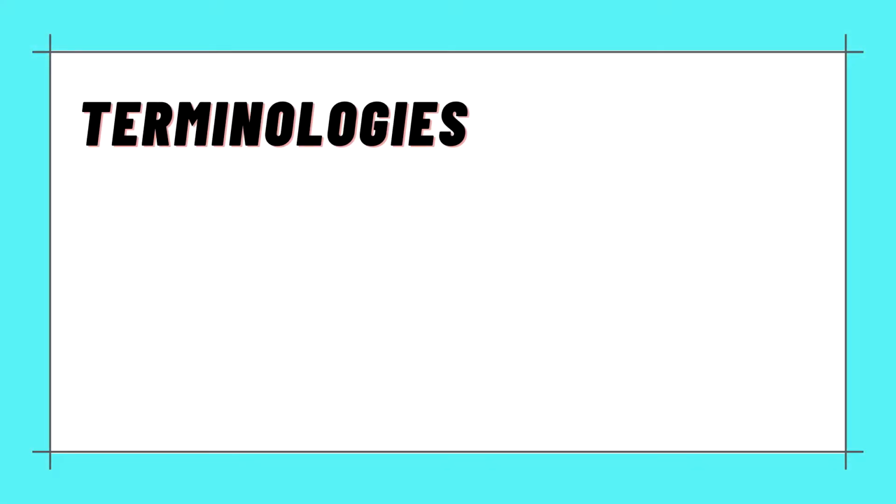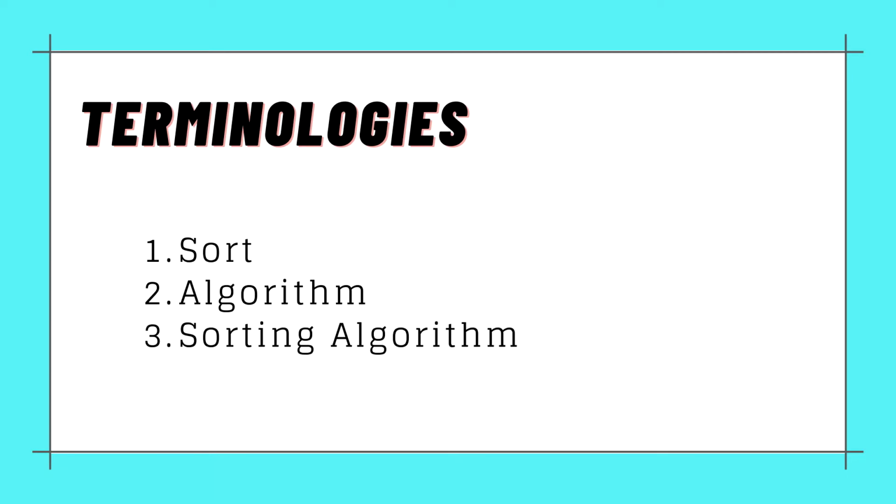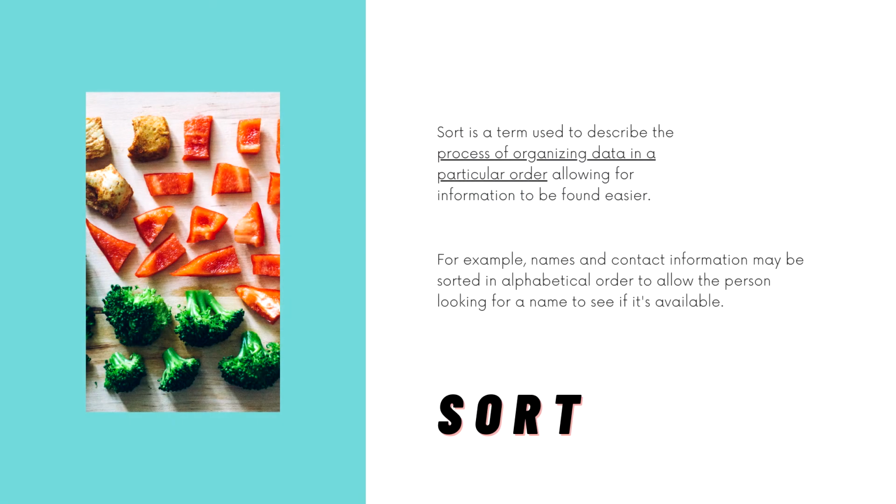Before jumping on the topic, we will have a quick recap first. We have sort, algorithm, and sorting algorithm. Sort. When we say sort, this refers to a term used to describe the process of organizing data in a particular order, allowing for information to be found easier. For example, names and contact information may be sorted in alphabetical order to allow the person looking for a name to see if it's available.